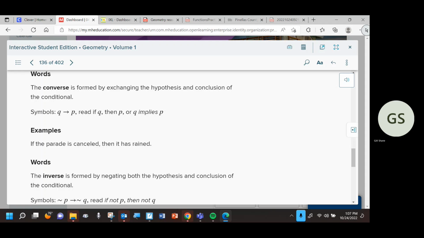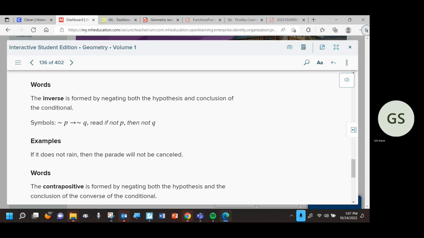Inverse is even a little weirder. Inverse, we don't flip the hypothesis and the conclusion.